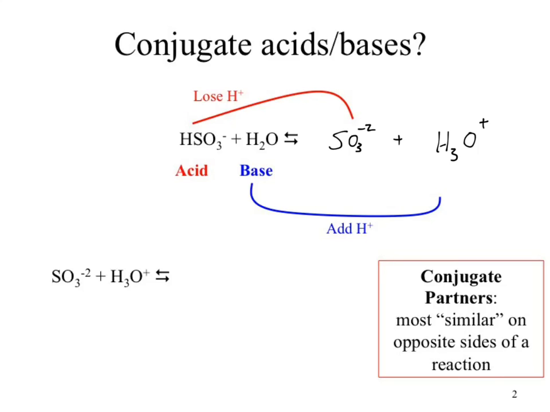The next example in our lower left hand is now taking, you'll notice, the products from our previous case and turning them into reactants. What would our SO3 minus 2 act as in this case? Why should it act as a base? It doesn't have hydrogen. It cannot act as an acid because it doesn't have the hydrogen. What would we expect of our H3O plus? Well, if we know the first one's a base, the next one needs to be an acid.